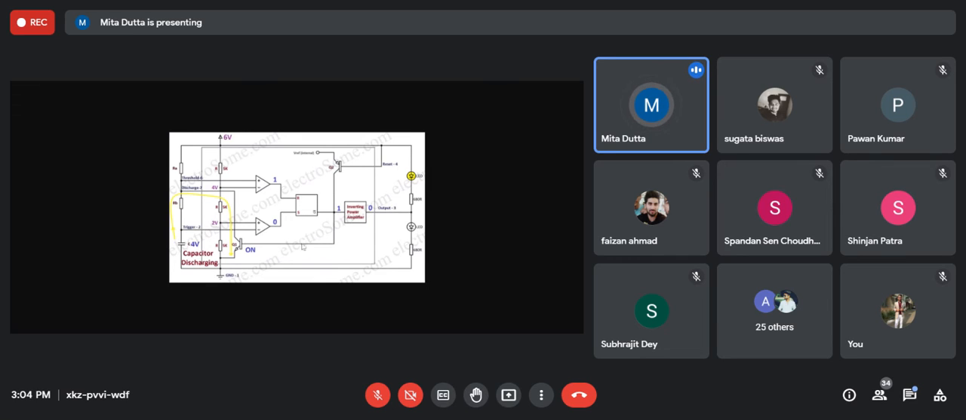So have a look, so that you will be able to know how the capacitor will charge and discharge, and how the two LEDs are on and off.